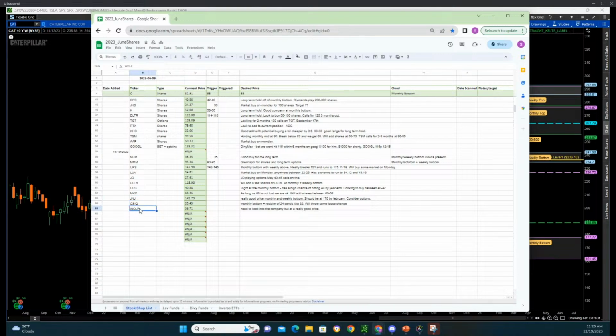I do like Wolf just from the perspective of where they are. So I'll probably add from this list, I'm gonna add Wolf. NEM is at a really good level for me. I've been watching this one for some time. UPS, I wouldn't mind a little bit cheaper, but it's at a good level. I'll buy NEM, LUV, I'll buy Wolf and J&J from this list.